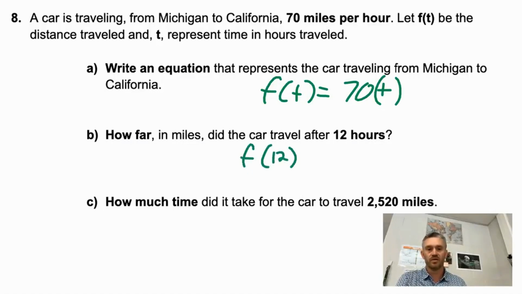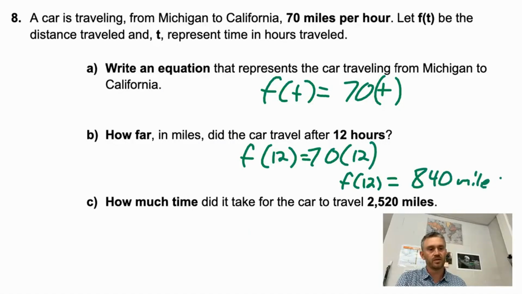How many miles did the car travel after 12 hours? Well, 12 is our input, so that's where we're placing T at 12. F of 12. Okay, what's 70 times 12? 840 miles. You knew that. I did know that. I was waiting for dramatic effect.